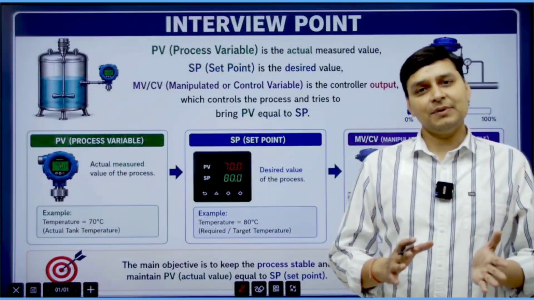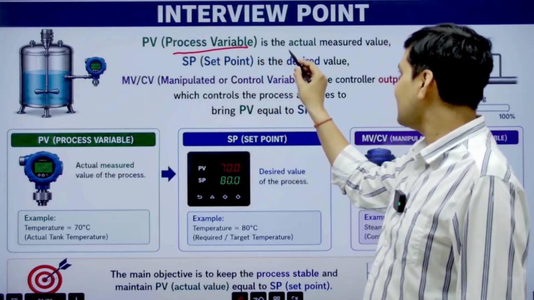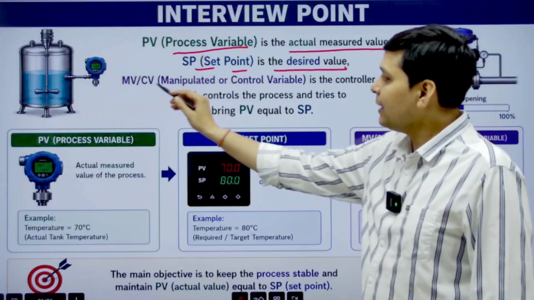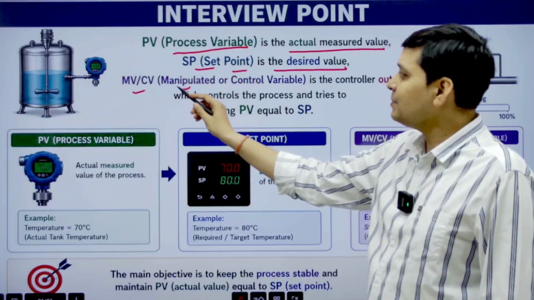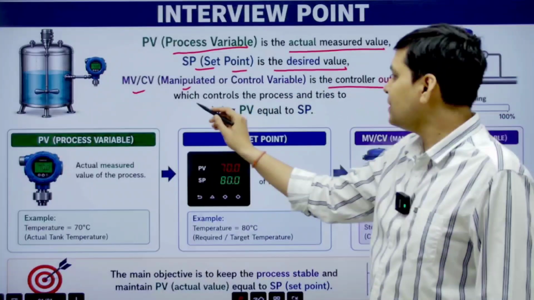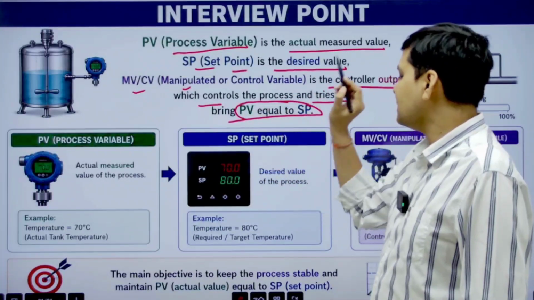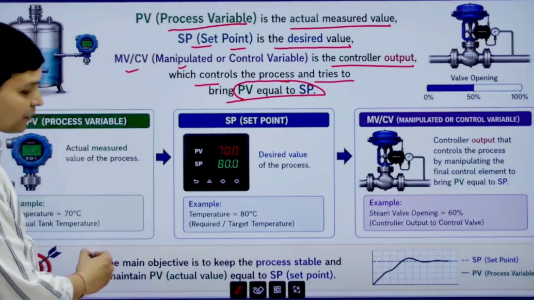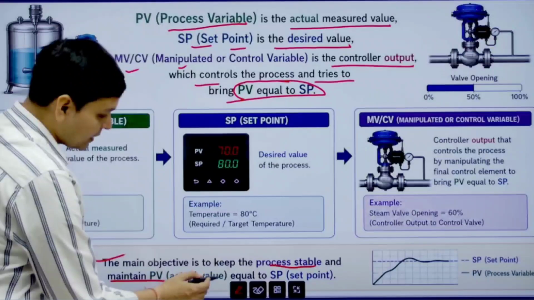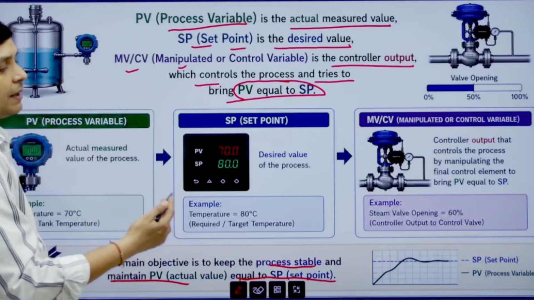In short, you can reply like this in interviews. PV, that means process variable, is the actual measured value. SP means set point is the desired value, and MV or CV, MV means manipulated variable and CV means control variable, is the controller output which controls the process and tries to bring PV equal to SP. The main objective of a control system is to keep the process stable and maintain PV, that means actual value, equal to the set point or set value or target value.